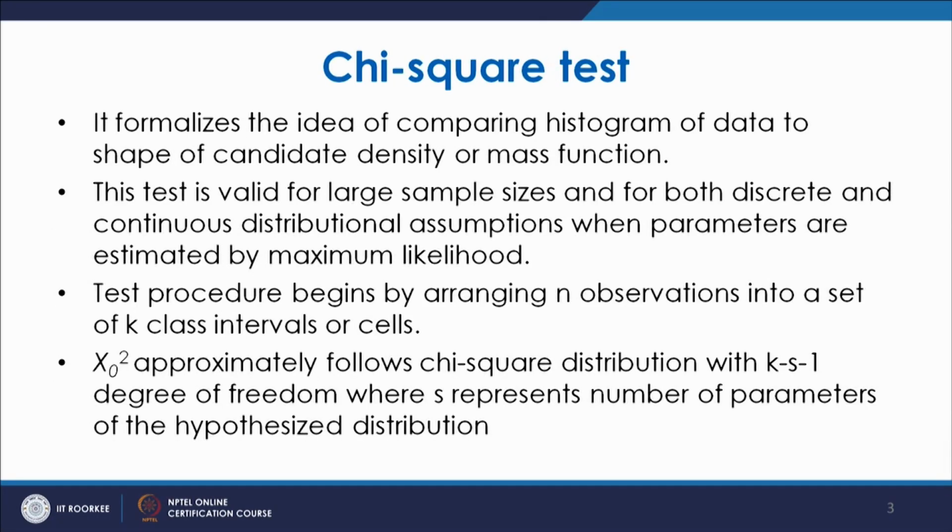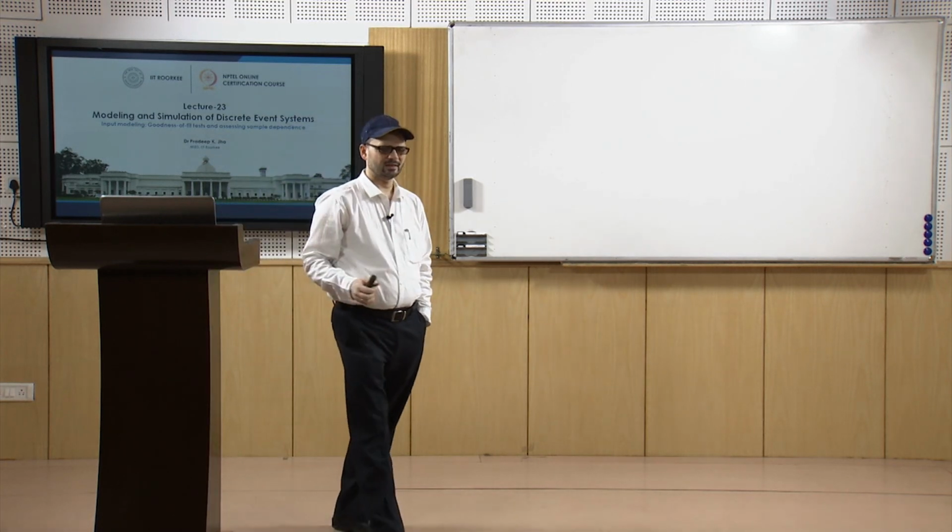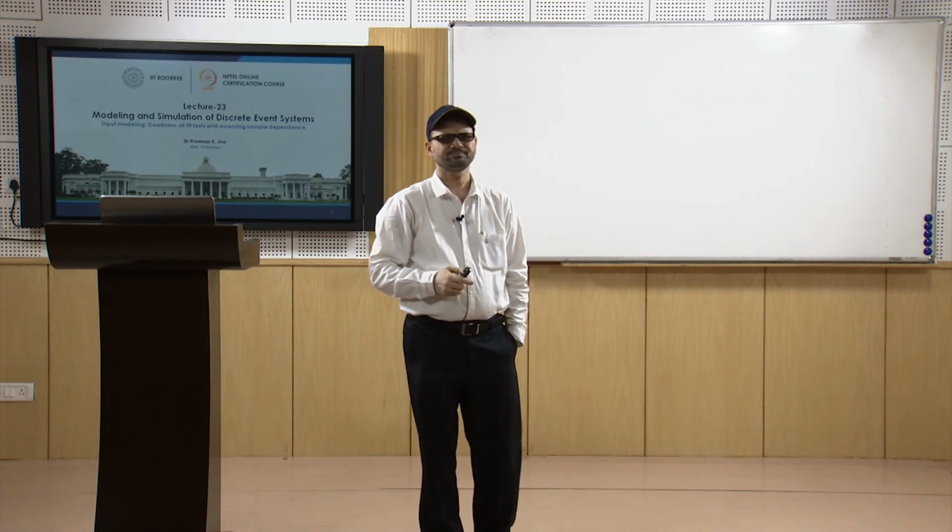What we have seen is that the chi-square test is basically formalizing the idea of comparing the histogram of data to the shape of the candidate density or mass function. From the histogram you can see the shape of the density or mass function, how it looks. You draw the histograms from the data, and from there you can get a feel for the shape.